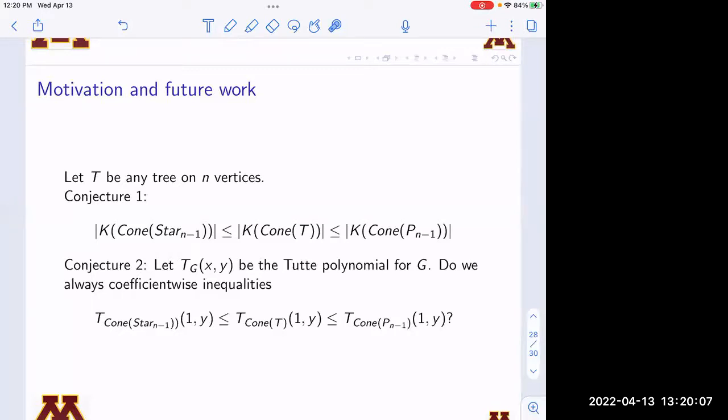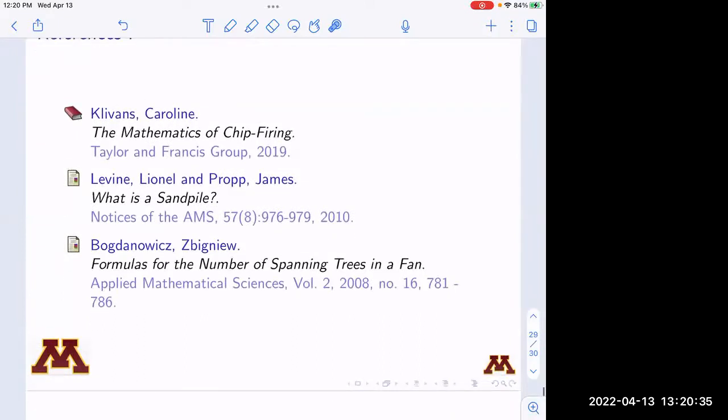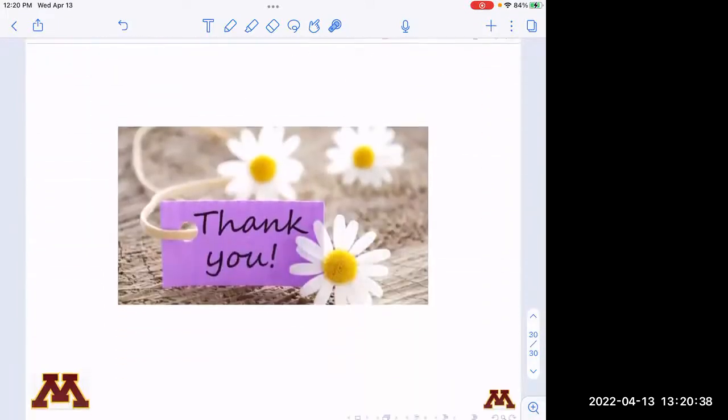And then if I look at the Tutte polynomial of those same graphs, is there a way that we can look at the coefficients of the polynomial and actually bound that polynomial for the cone of an arbitrary tree when we're setting x equal to 1? So that's what I've been doing lately. And here are my references. And that is all. Thank you very much.